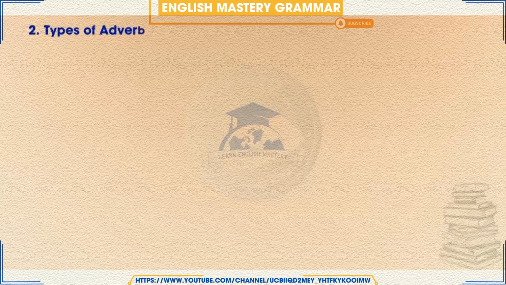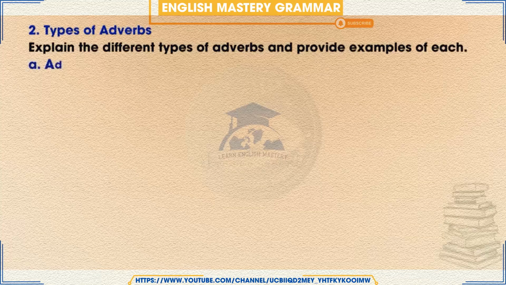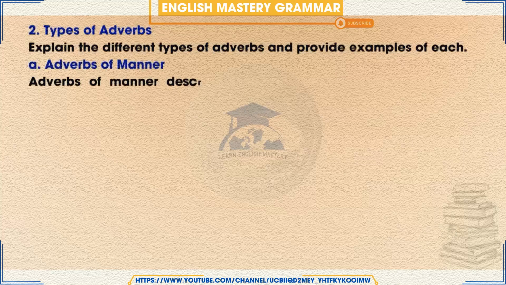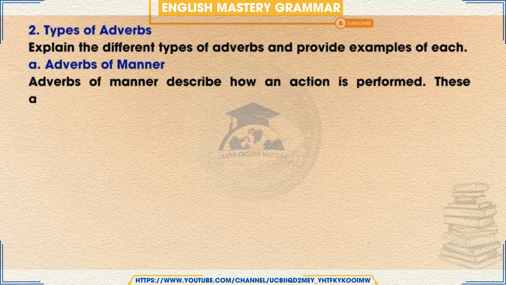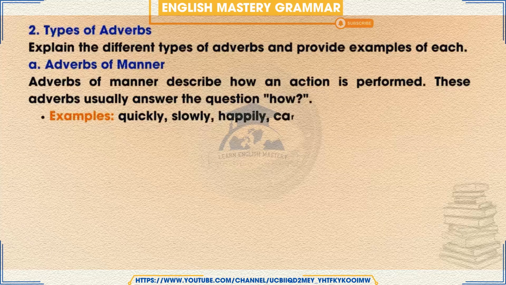Types of adverbs. Explain the different types of adverbs and provide examples of each. A. Adverbs of manner. Adverbs of manner describe how an action is performed. These adverbs usually answer the question, how? Examples: quickly, slowly, happily, carefully, well.